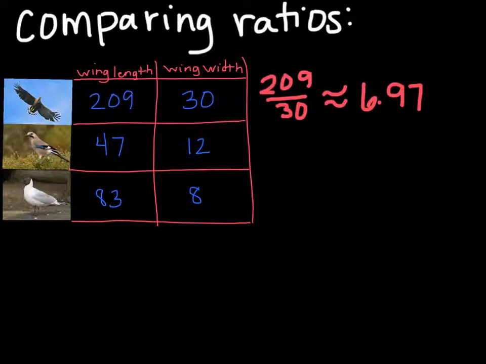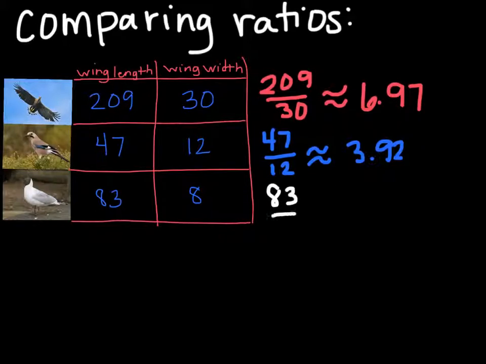Next, let's go on to the European jay. The aspect ratio will be 47 to 12, which is roughly equal to 3.92. Finally, let's find our aspect ratio for our black-headed gull, which is going to be 83 to 8, which is approximately equal to 10.38. Now we finish up this problem by ordering our aspect ratios from greatest to least.